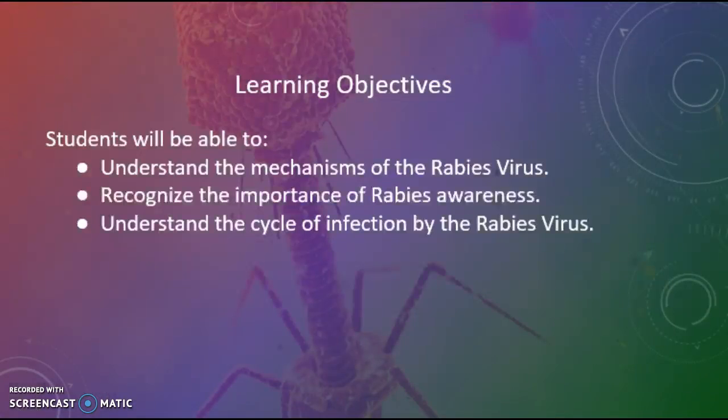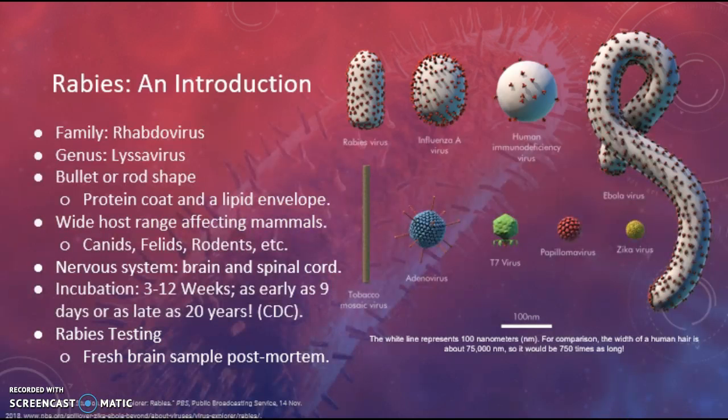Rabies virus. With this presentation, students will be able to understand the mechanisms of the rabies virus, recognize the importance of rabies awareness, and understand the cycle of infection by the rabies virus. Rabies virus belongs to the order Mononegavirales, viruses with non-segmented negative-stranded RNA genomes.